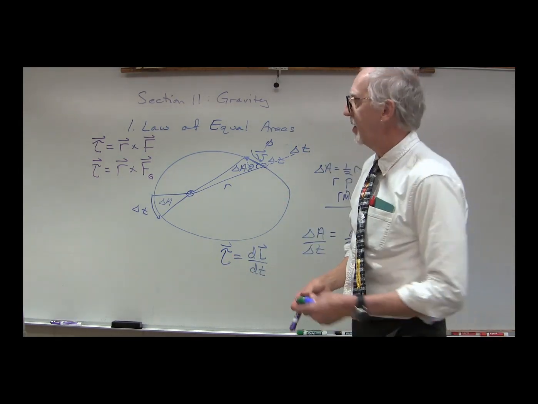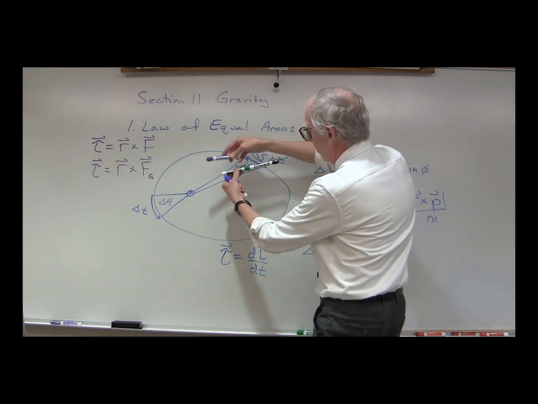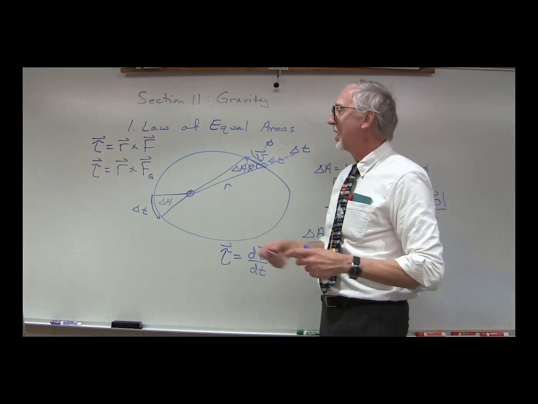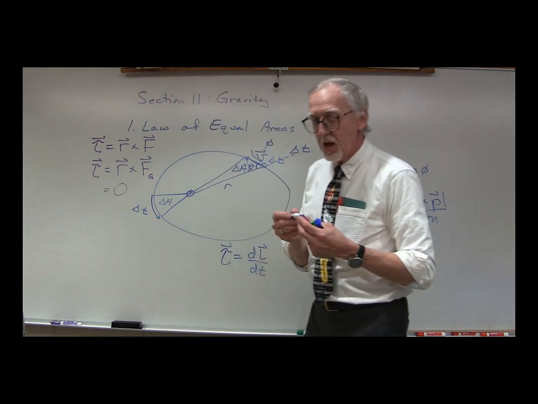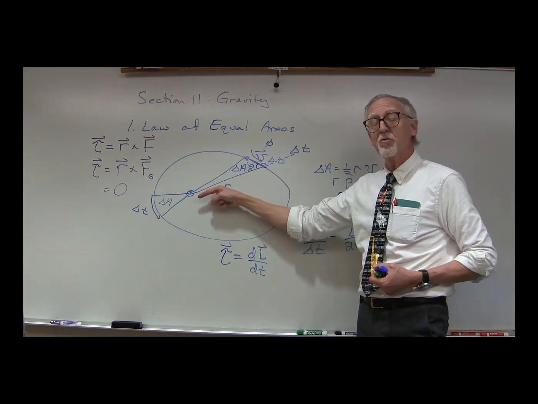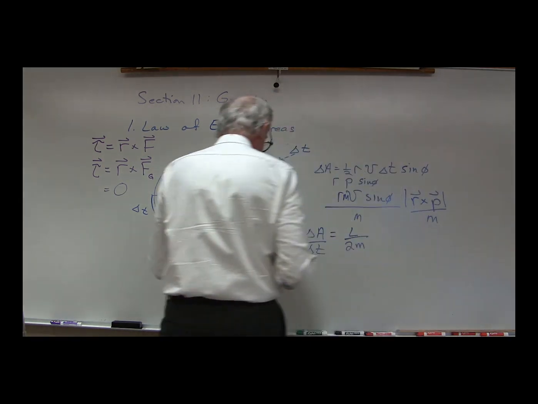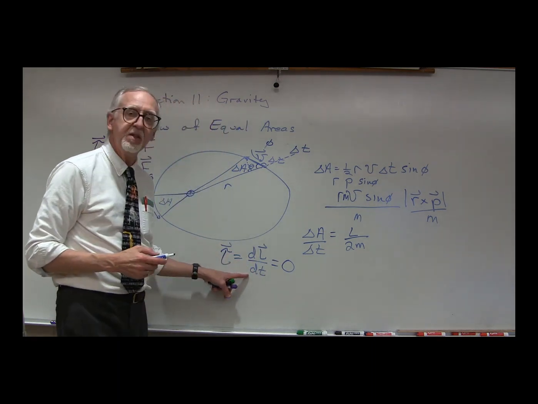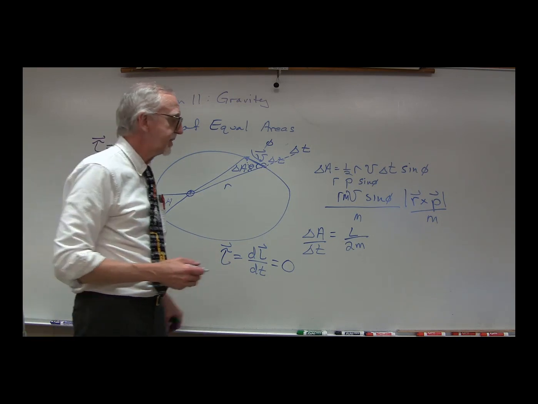If we have r and F, what's the angle between them? It's 180 degrees. What's the sine of 180? Zero. So what is the torque? The torque is zero. Because the force is a radial force, in other words a central force, there is no torque on the planet. If there is no torque on the planet, dL/dt equals 0, and if dL/dt equals 0, what does that tell us about L? It does not change in time. In other words, it's a constant.